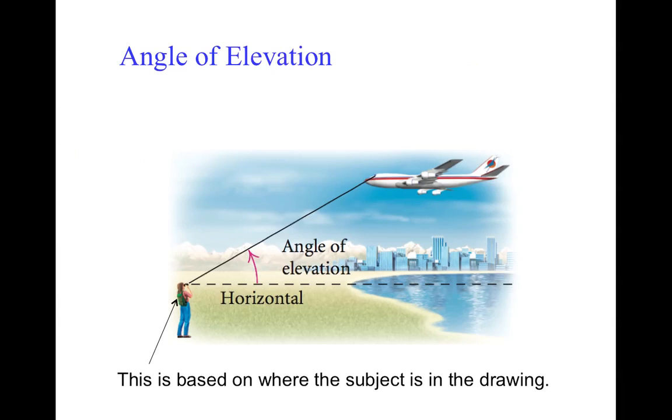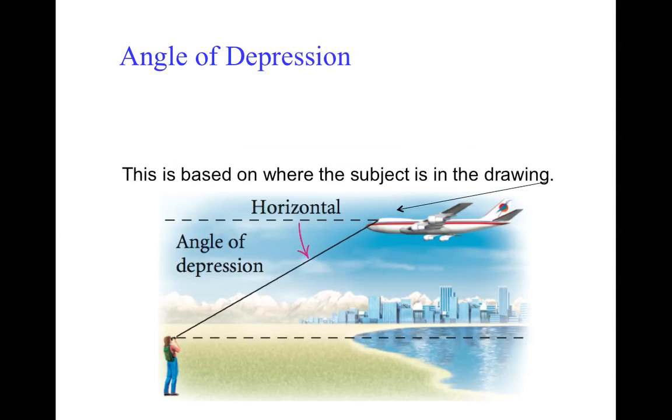The next part of the notes deal with new definitions of angles of elevation and angles of depression. Notice in the drawing, the observer, who is the person, is at ground level. She is looking up at an airplane. By raising her eyes up, she creates an angle of elevation. The subject, the observer looking at the plane, is in the bottom left, looking up. This is called the angle of elevation.